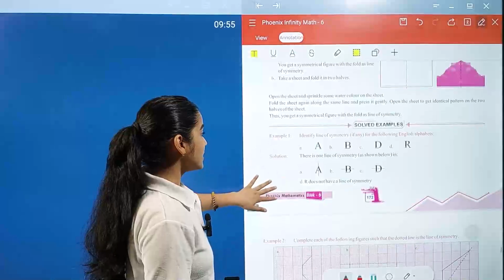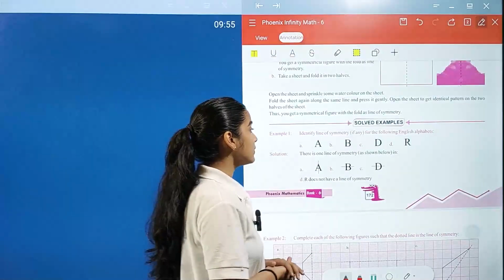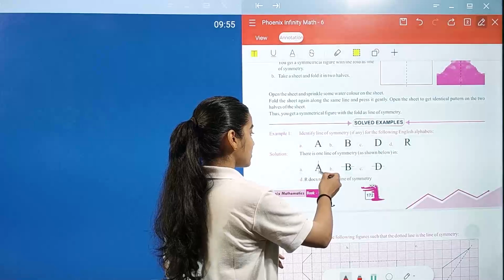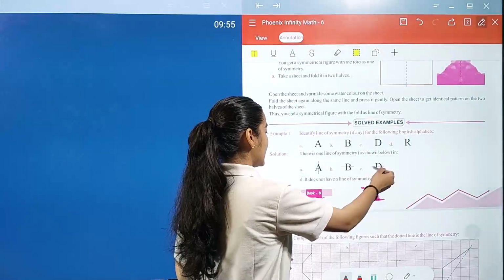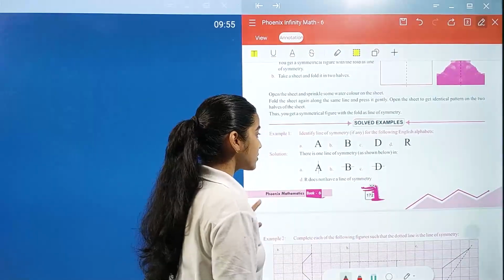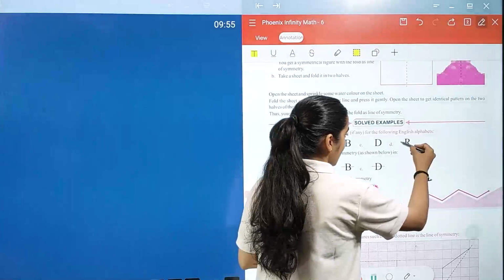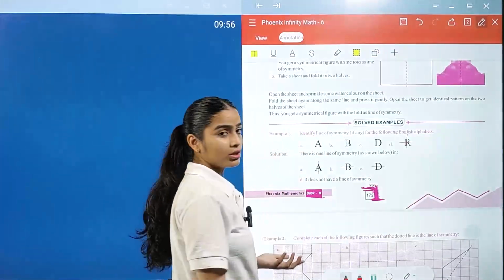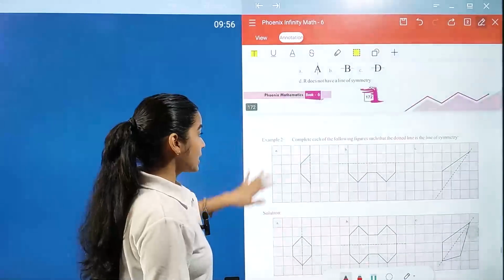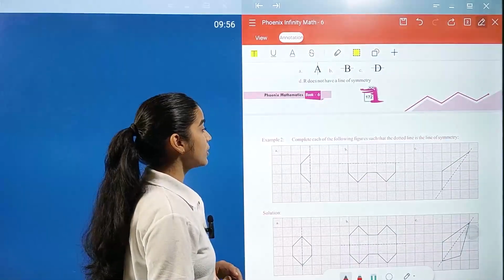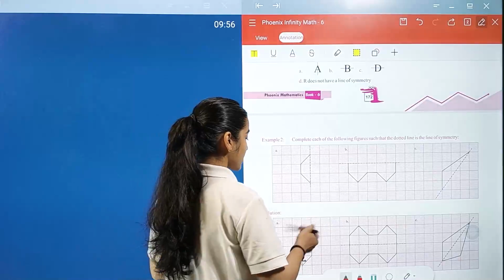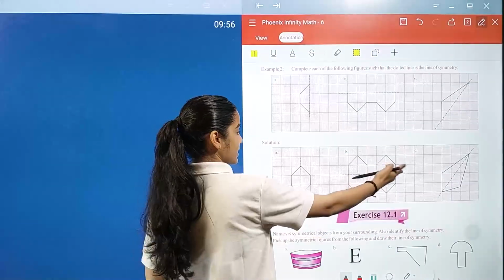After this, we have example number 1. Identify the line of symmetry, if any, for the following English alphabets. This is the line of symmetry we have for A, B and D. R does not have a line of symmetry, because if we divide it like this, both parts are not identical, and if we divide it like this, again both are not equal. Complete each of the following figures such that the dotted line is the line of symmetry. You can complete it like this, and in the same way.